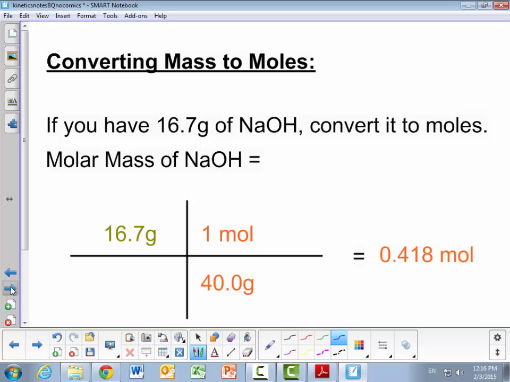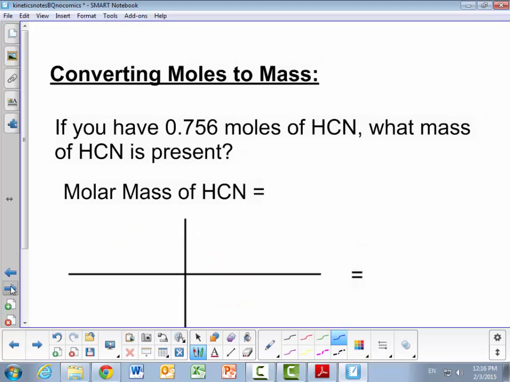Now we're going to do the opposite, converting moles to mass. So what if we start with moles of something and we want to get the mass of that thing? Well, similar idea. The first thing you need is the molar mass.